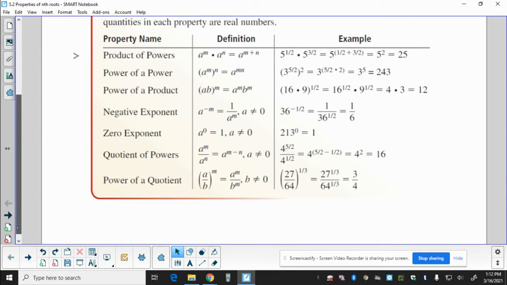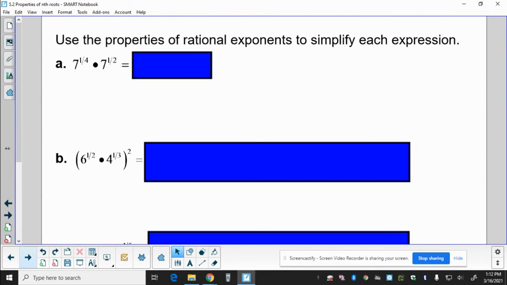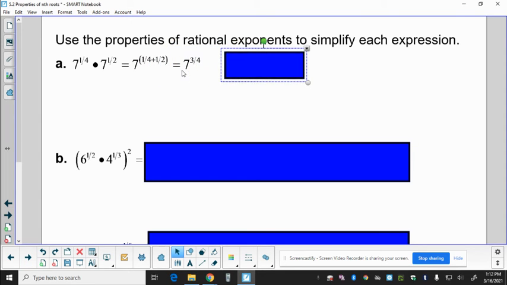Okay, let's move on to some examples. Let's do part A. So we want to use the properties that we just studied to simplify each expression. So in part A, you're multiplying two bases that are the same. So what do we do? Yeah, we add exponents, don't we? So there's your answer, everybody. What you would do is you would add 1/4 and 1/2 together, which is 3/4.